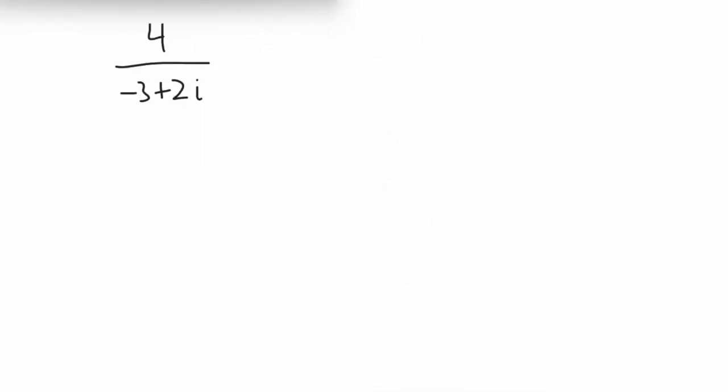Now again, for imaginary numbers, you only change the sign of the imaginary part. The real part's going to stay the same. So we're going to multiply the top and the bottom by negative 3 minus 2i over negative 3 minus 2i. So just multiply across. 4 times negative 3 equals negative 12. 4 times negative 2i is negative 8i.